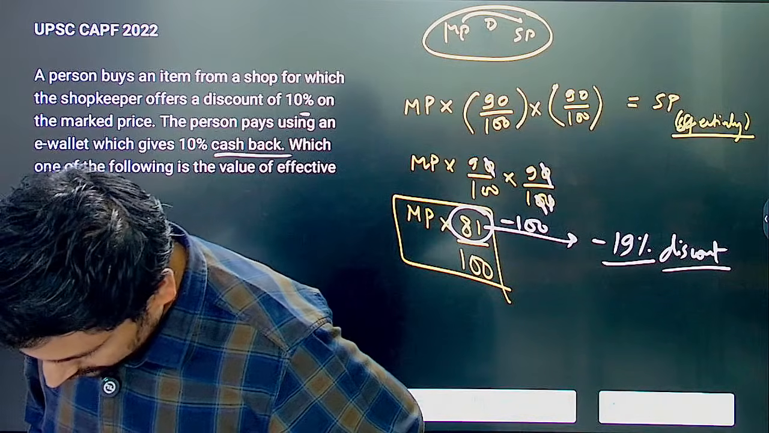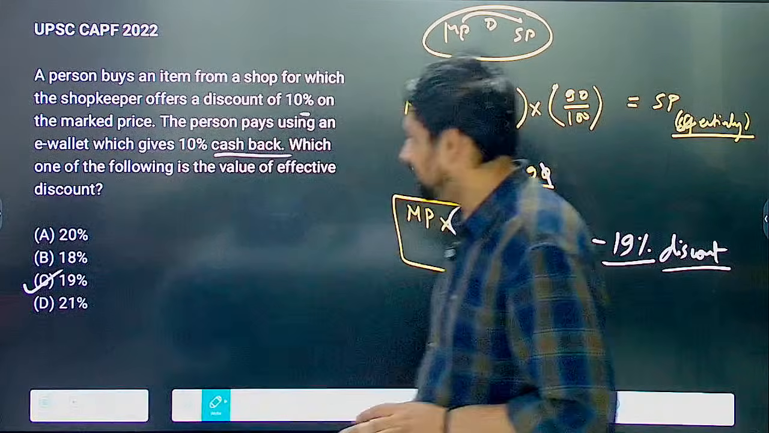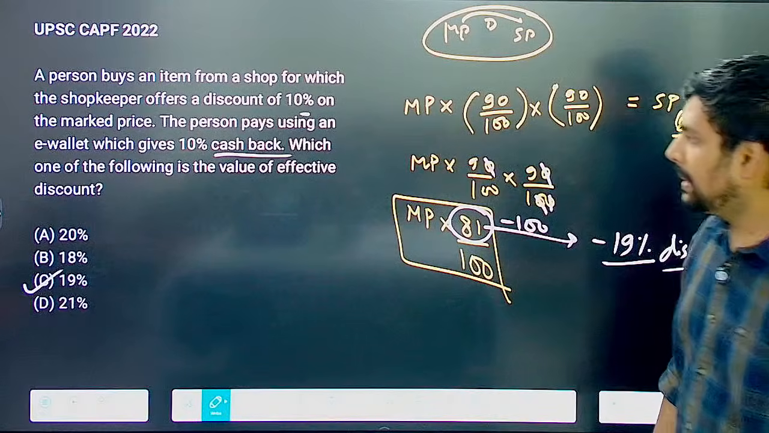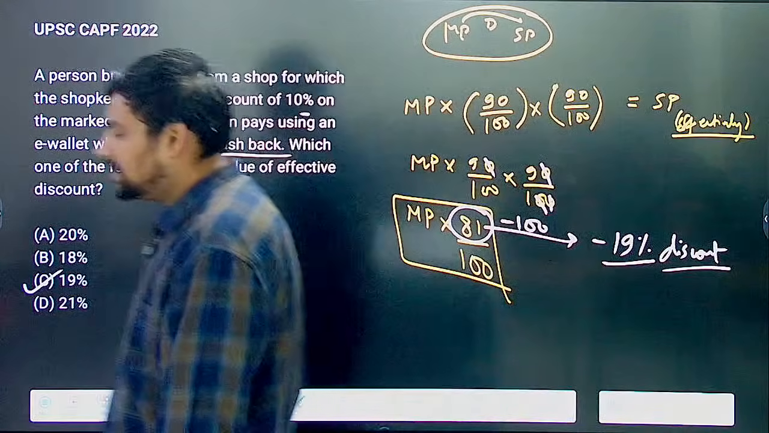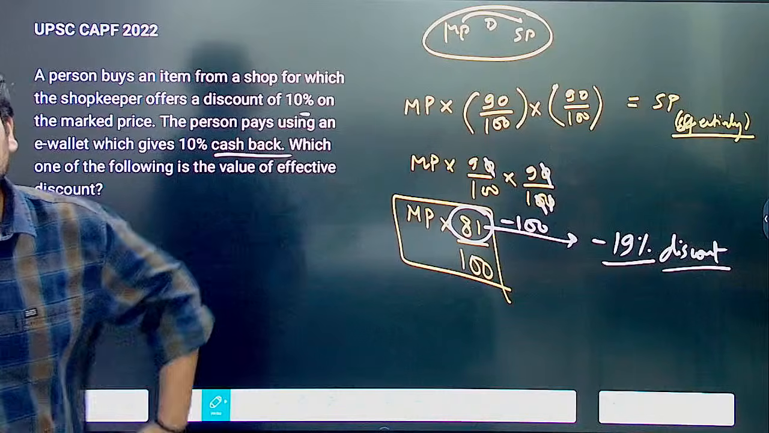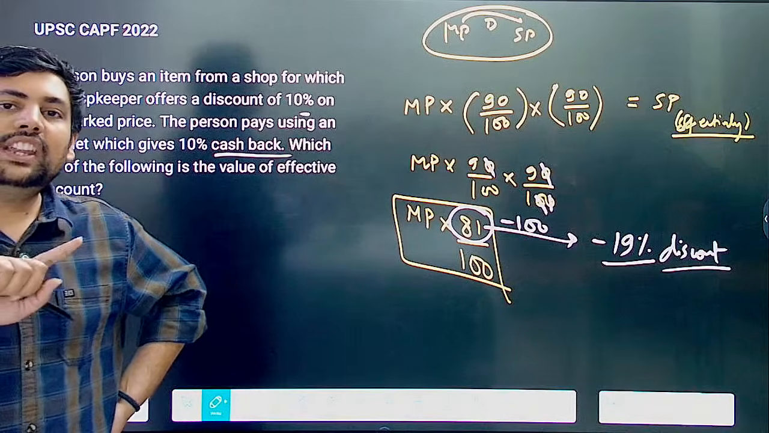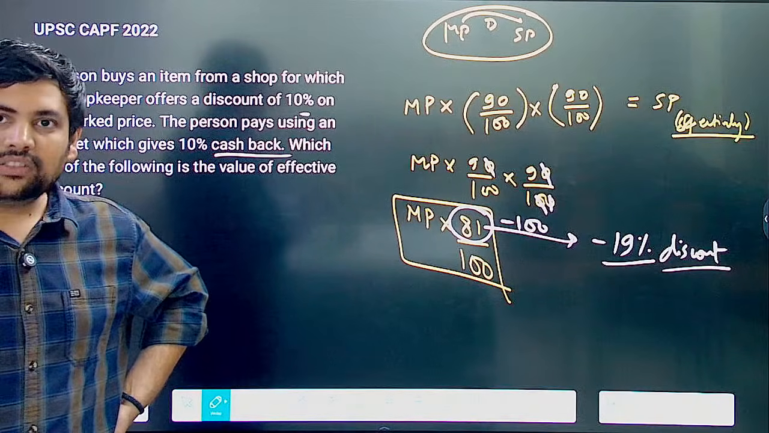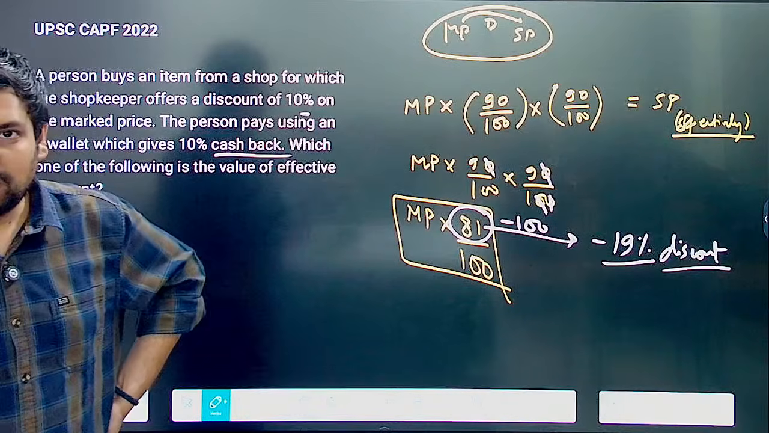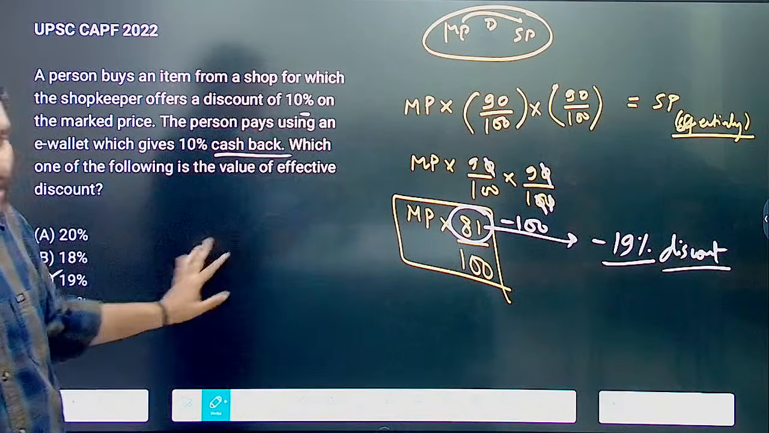So the answer becomes 19%. Yes, Neelam. Yes, Shweta. Understood? Why didn't you get 20%? This we have also taken, that Zomato example in the percentage chapter, that why they give you 10% plus 10% discount instead of the 20% discount, because they were gaining 2 rupees. So this is the same concept.